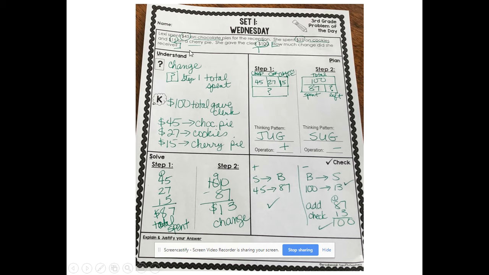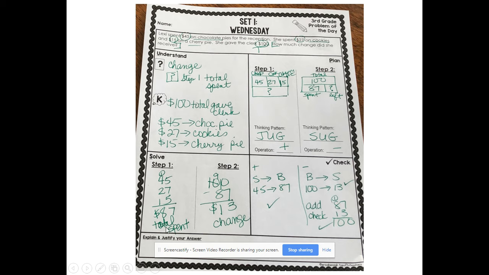But before I can find that, I have a hidden question, which is the total that was spent. So my hidden question for step 1 is the total she spent. And I do know that it was $45 on chocolate pies, $27 on cookies, $15 on cherry pies, and I know that there was $100 given. But I don't know how much altogether this was. So I go ahead and, in step 1, draw that out with a strip diagram and figure out I'm joining 3 unequal groups. So I'm going to add.